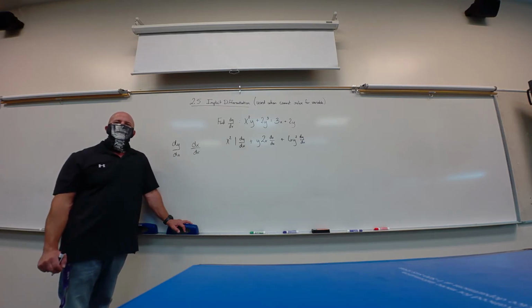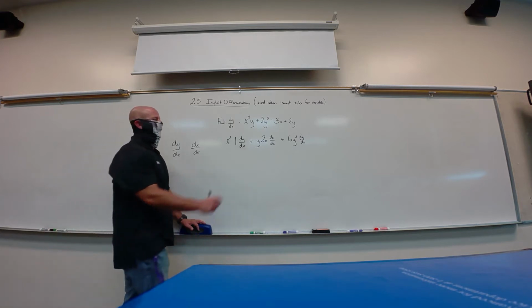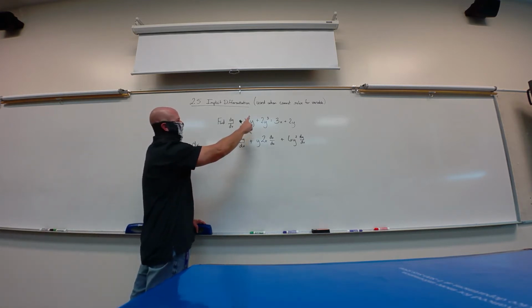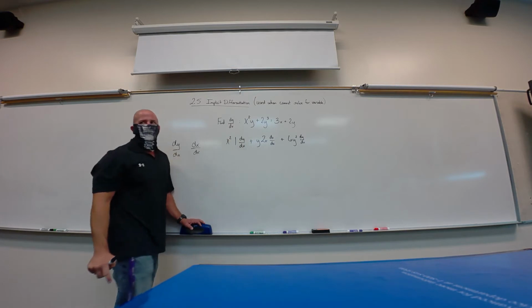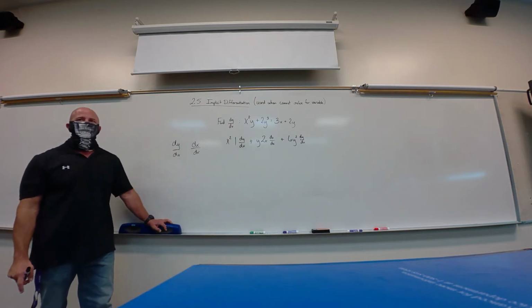Why, for the first term x squared, didn't you switch it to 2x? Because I did the product rule. Product rule is first times derivative of the second, plus second times derivative of the first. Okay, that makes sense. Same old product rule. I'm not changing any of the rules.